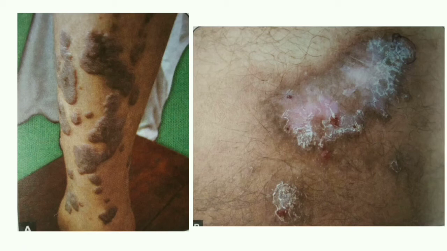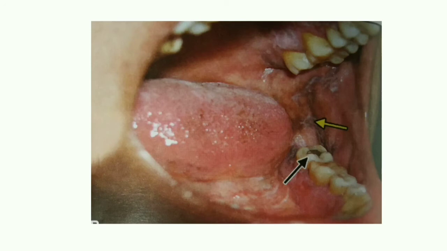Now you can also get it in the oral mucosa. We have already talked about Wickham striae, which you can get in oral lichen planus. In this picture you can see the dental filling, which we said can have mercury, the dental amalgam. The mercury in this amalgam can actually be a trigger for oral lichen planus. You can also see the Wickham striae here.